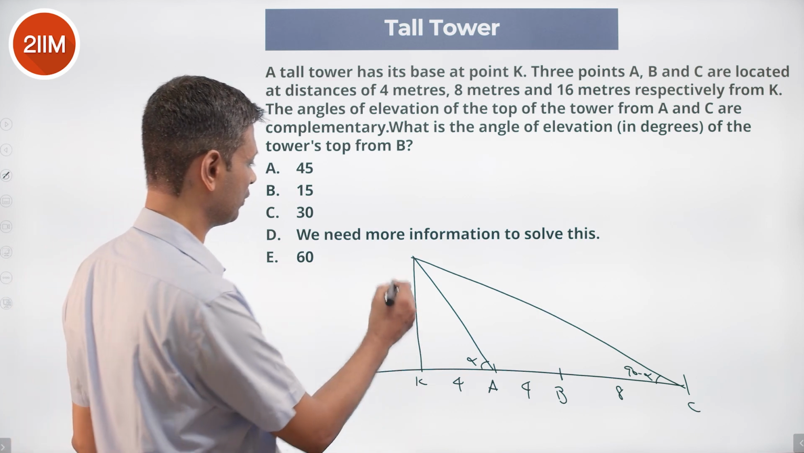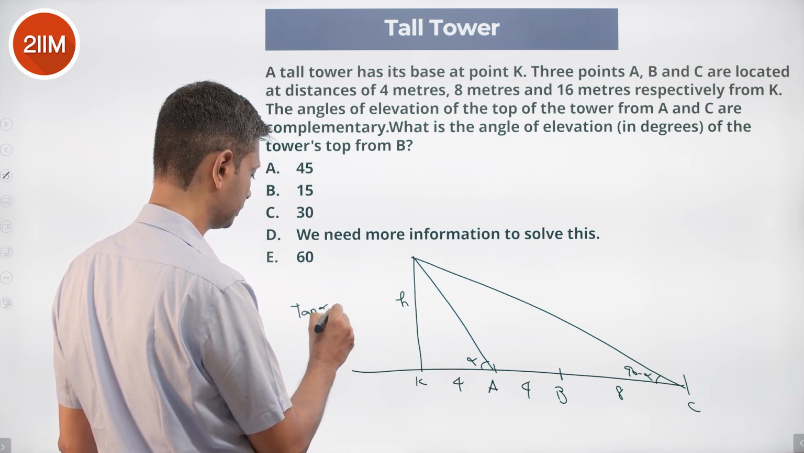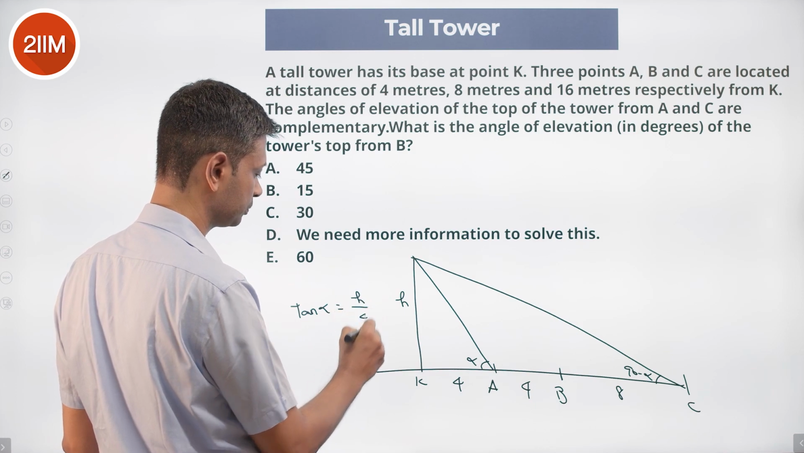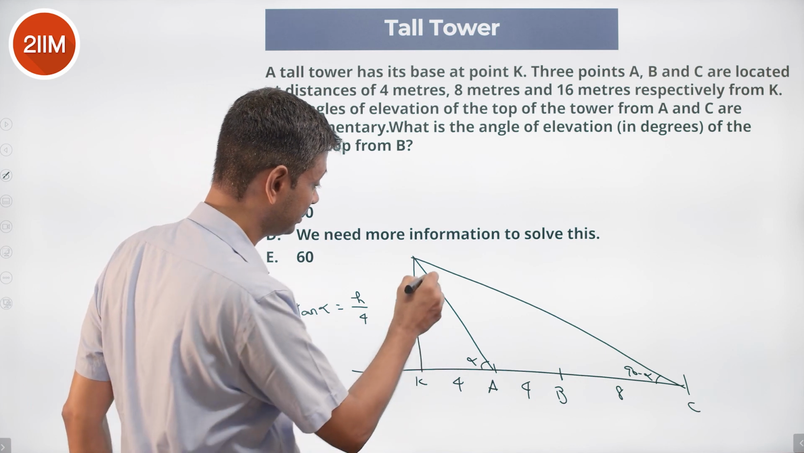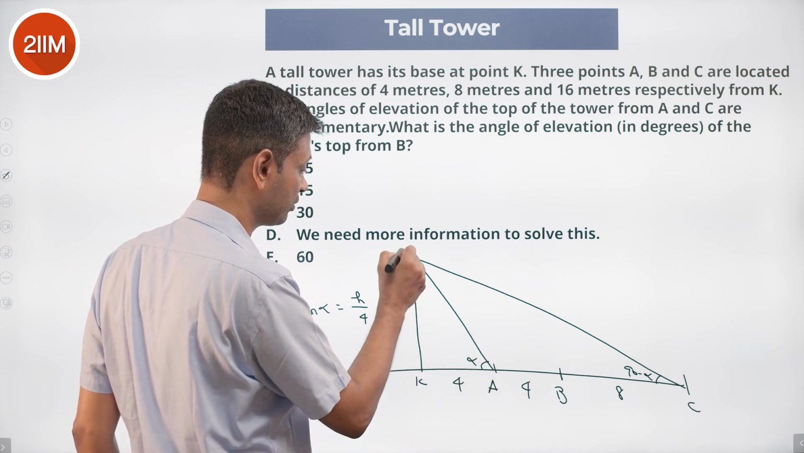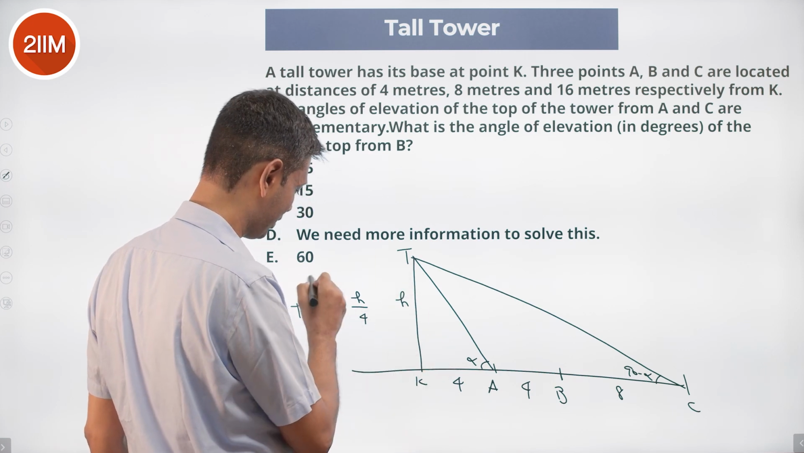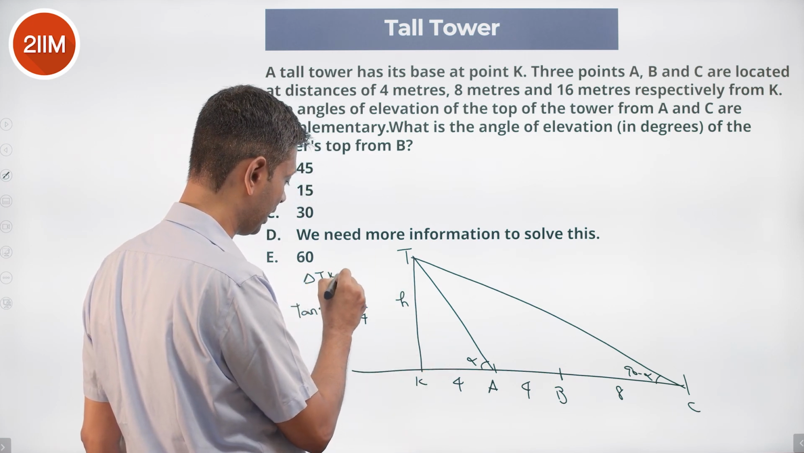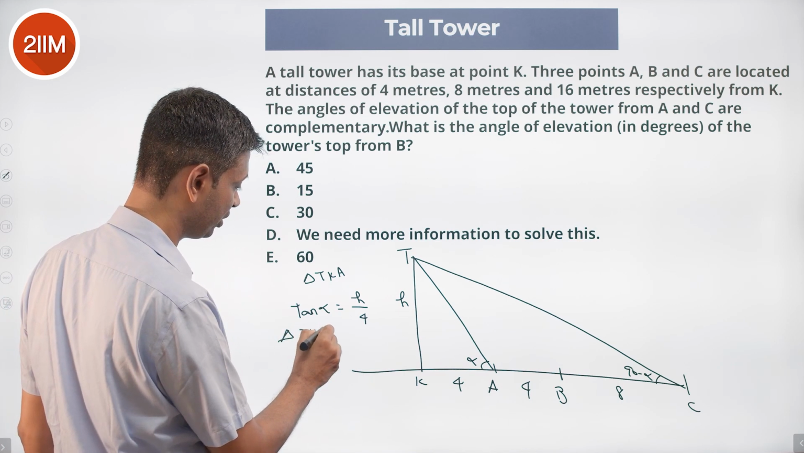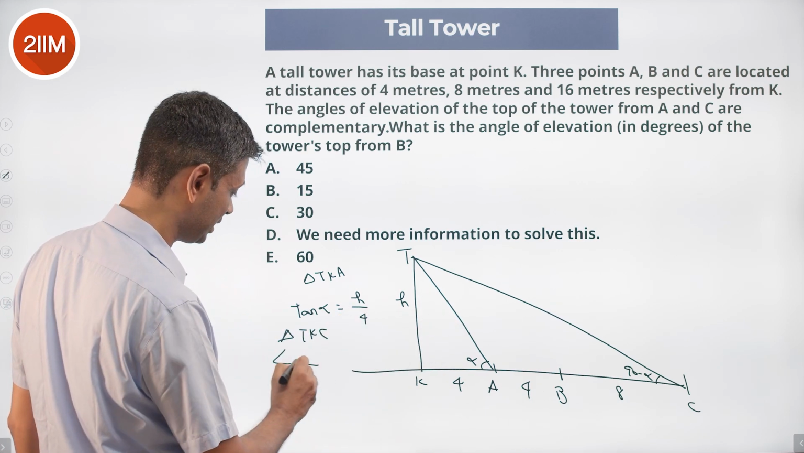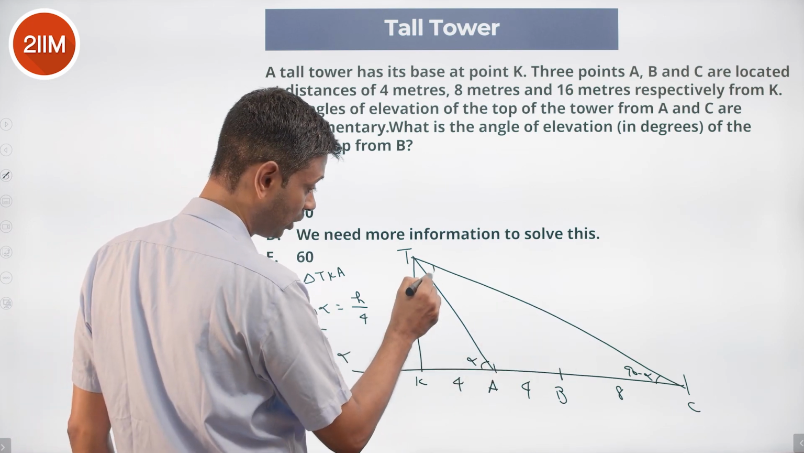Say the tower has a height of h. tan alpha is h by 4. This is 90 minus alpha. Remember, this is K, A, B, C. Let's say this is tower top T. We're considering triangle TKA. If we take triangle TKC, angle KTC is alpha. That is 90 minus alpha. This whole angle is alpha.